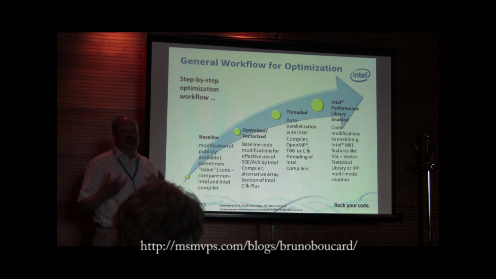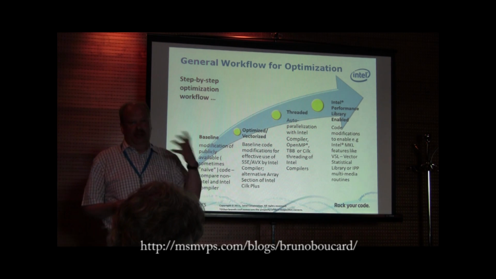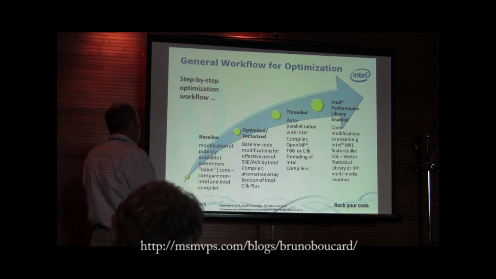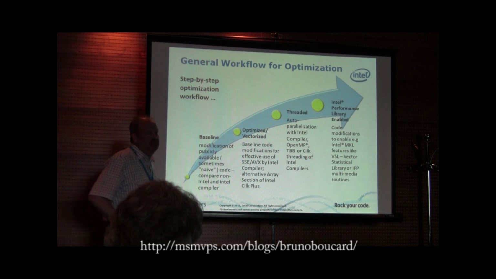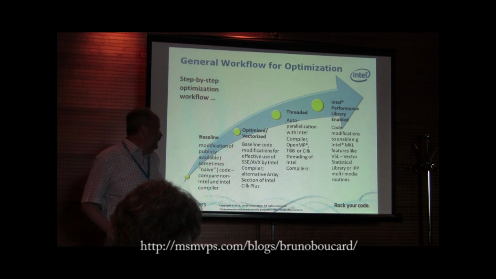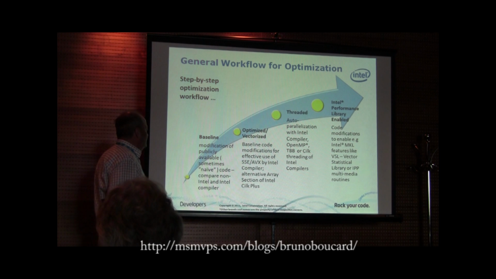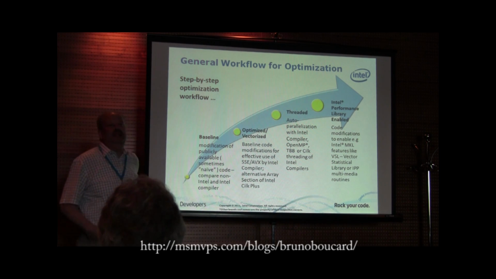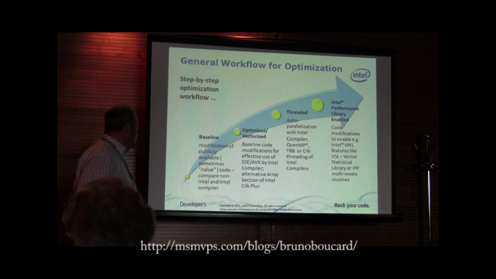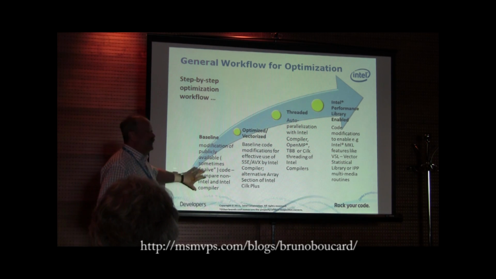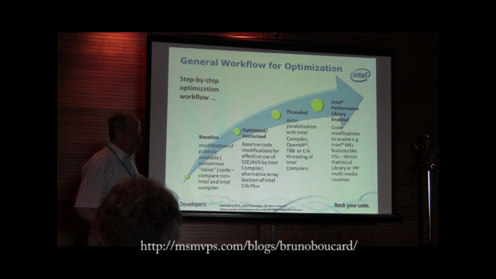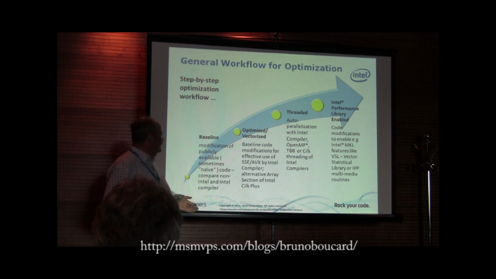Typically, we start with a baseline version of the application, which you have already, a legacy application, or you get it, for example, as an open source application for free. You get it from somebody else. It's sometimes a naive implementation, not making use of any optimization. And then, of course, you have the choice to use the Intel compiler, or, for example, the Microsoft compiler here on Windows, GCC on Linux.